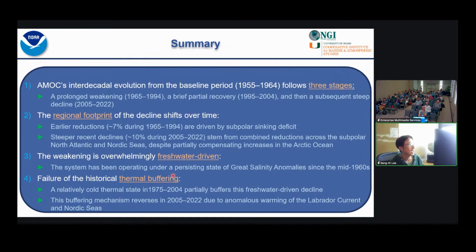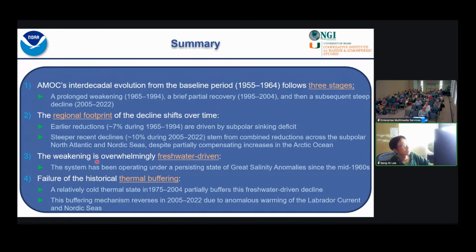First of all, the AMOC's interdecadal evolution from the base period follows 3 stages: prolonged weakening, then a brief partial recovery, and then a subsequent steep decline. And the regional footprint of the decline shifts over time. The all-year reduction is largely driven by the subpolar sinking deficit, but in the more recent period, the weakening is about 10% compared to the baseline period, and that is due to the combined reduction of the sinking over the subpolar region and Nordic Sea. The Arctic Sea is trying very hard to compensate for it, but it's not enough.